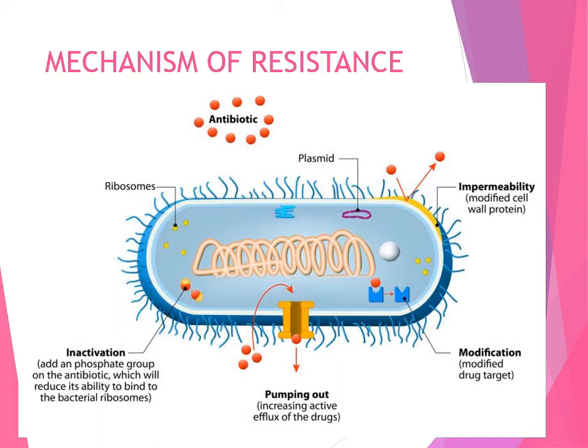And then last, we have your inactivation. So, once you add a phosphate group on the antibiotic, this will reduce its ability to bind to bacterial ribosome. Instead of acting dun sa ribosomes ng ating microorganism, because of the addition of the phosphate group dun sa ating drug, this will inhibit or reduce its activity.